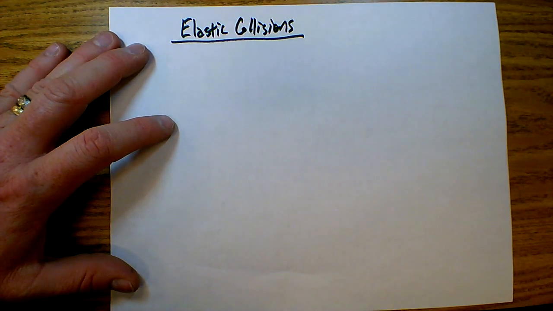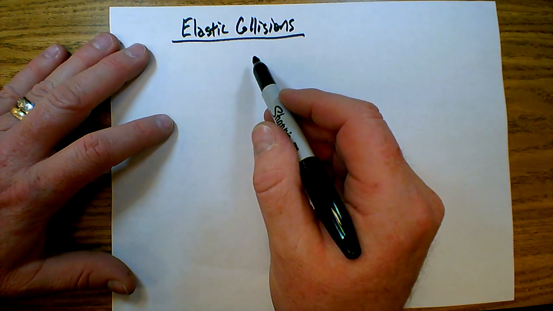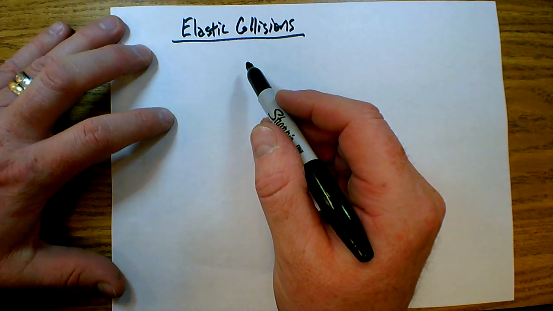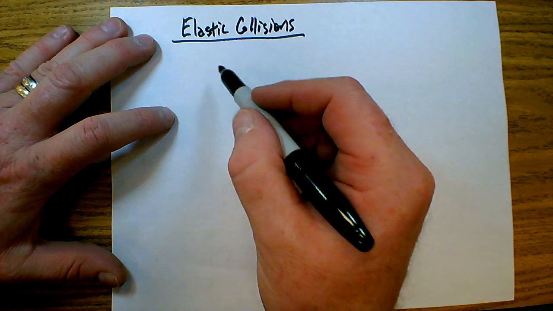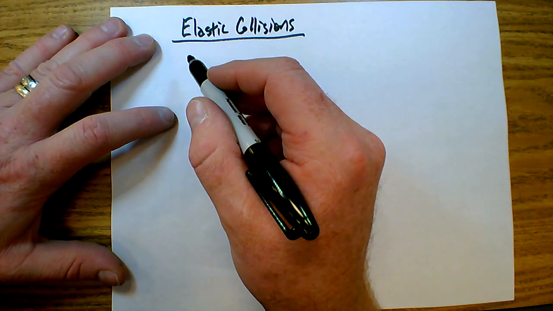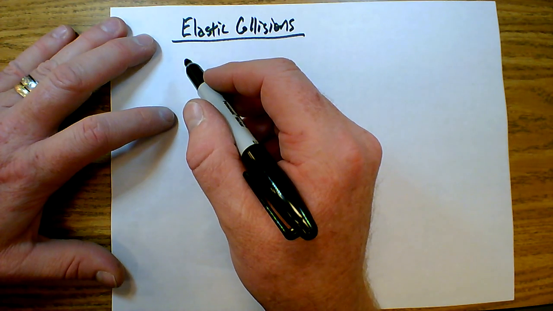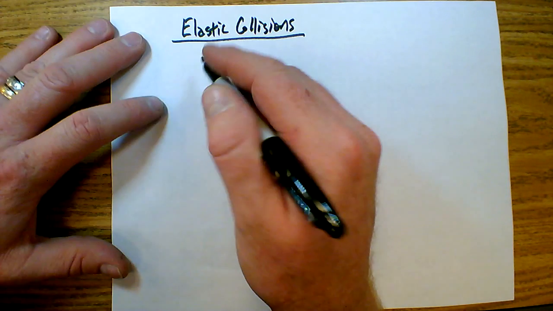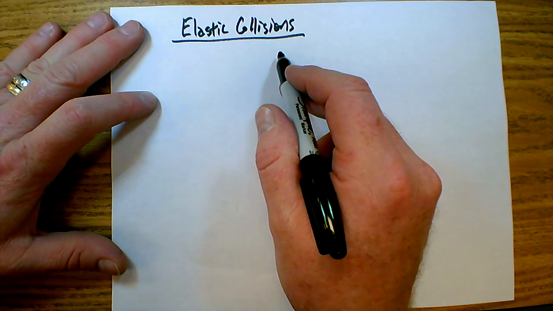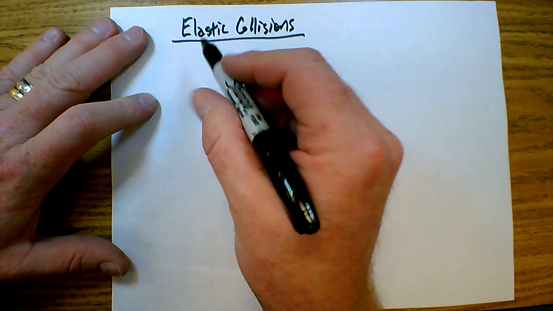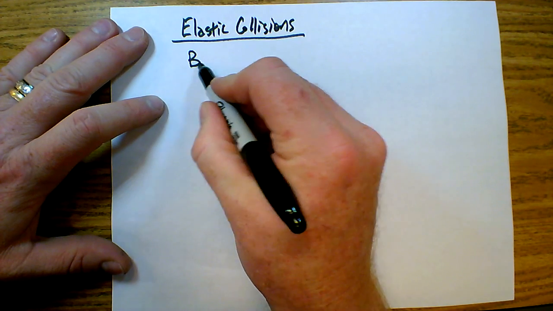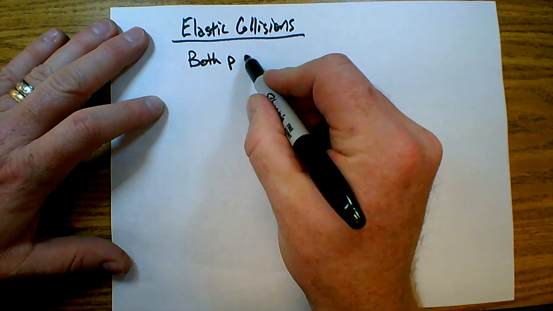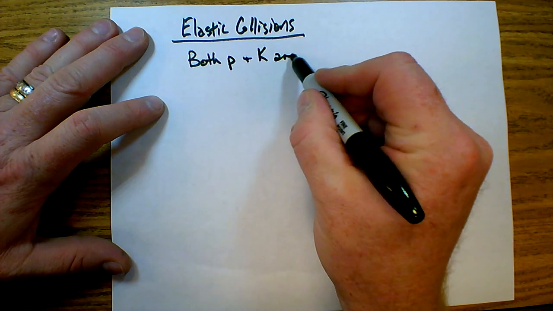This will bring us to the idea of elastic collisions. Most collisions are not elastic. In fact, there's a special case called a sticky collision, which is definitely not elastic. It's sometimes referred to as a perfectly inelastic collision. If two things collide and stick together, it's not elastic. But if they collide and bounce, there's a chance that they could be elastic. An elastic collision is defined as a collision where both momentum and kinetic energy are conserved.